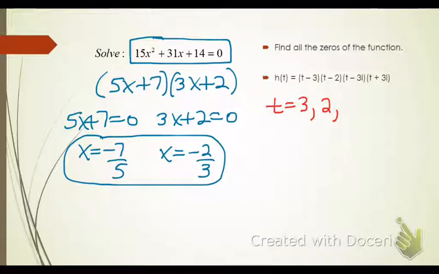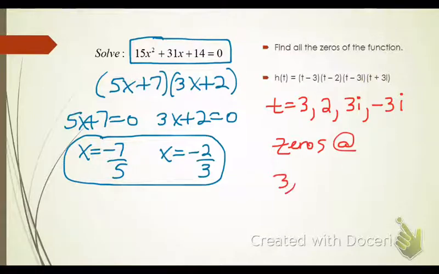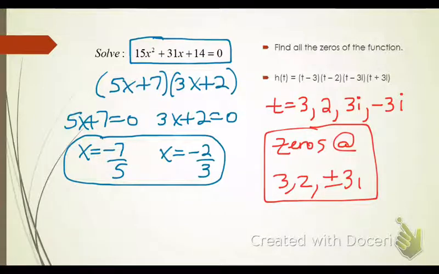Now we have some imaginary zeros. If our factor is t minus 3i, our zero is positive 3i. And if our factor is t plus 3i, then negative 3i is our zero. So we have zeros at 3, 2, and plus or minus 3i. The zeros, remember, are the x-intercepts, the roots, the solutions of the problem.